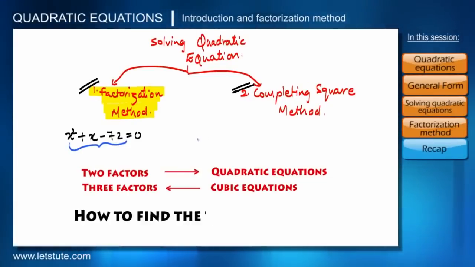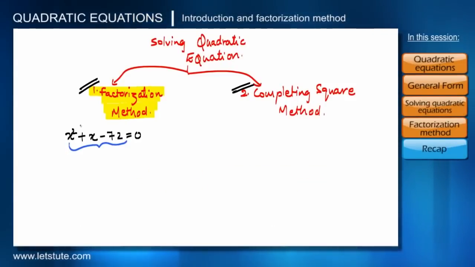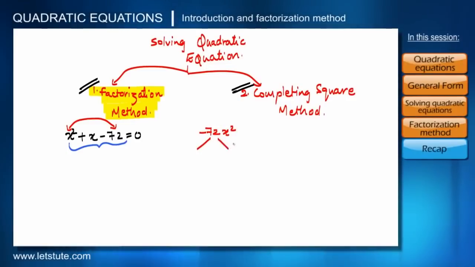Now the question is how to find those two factors. Here is the method. First of all, multiply the first term and the third term. We get minus 72x square, with negative sign, and we need to find two factors from this in such a way that when we add them, we should get the middle term, that is x.